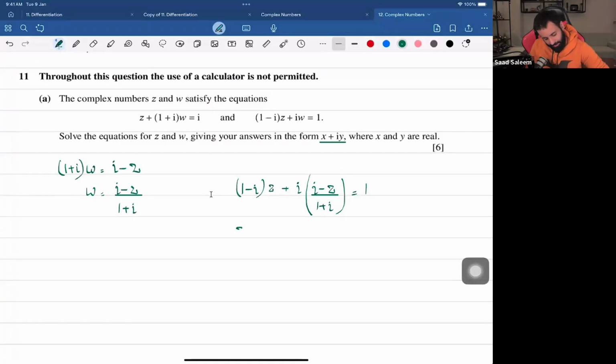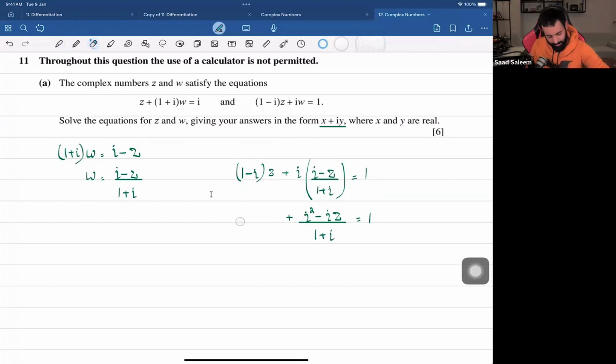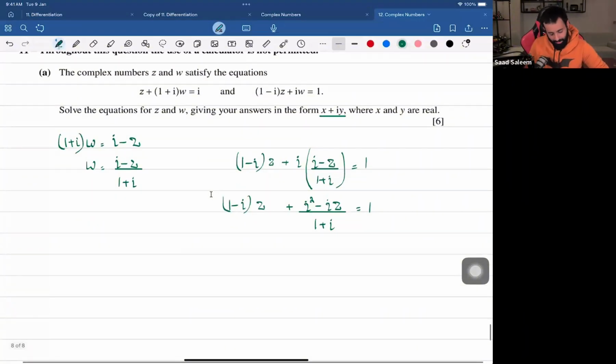So let's expand this. If I expand this, we have z minus iota z plus iota square minus iota times z over (1 plus iota), which is equal to 1. Next step is that we are going to take the LCM. Now, I just realized that if we don't expand it, let's leave the expansion part for the next step. Because you'll notice why expanding it later on is actually a good idea.